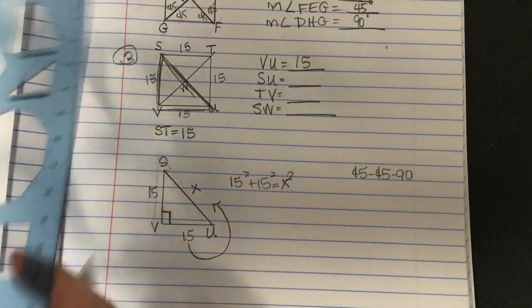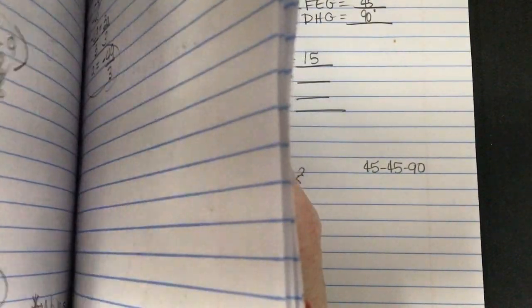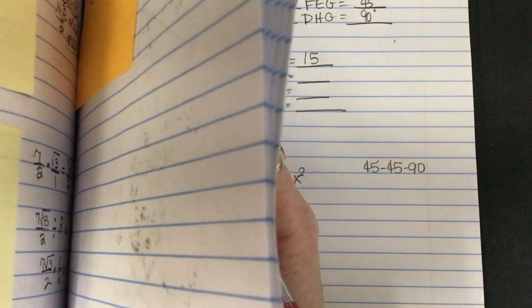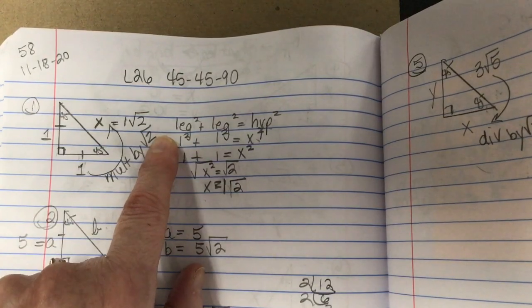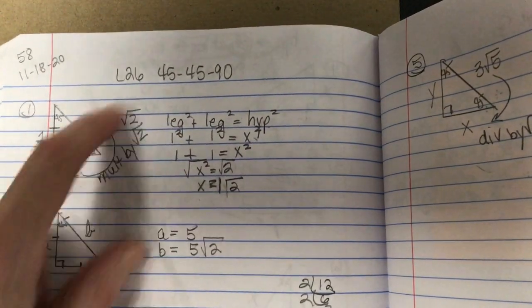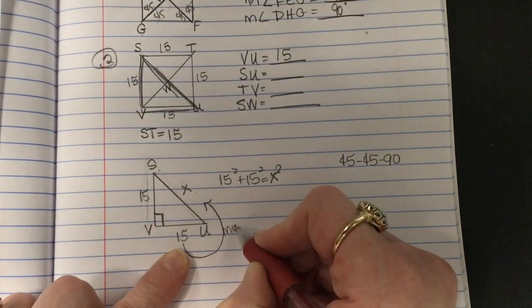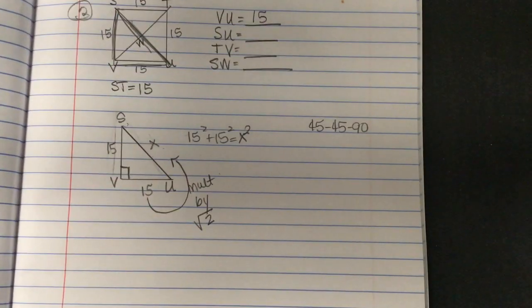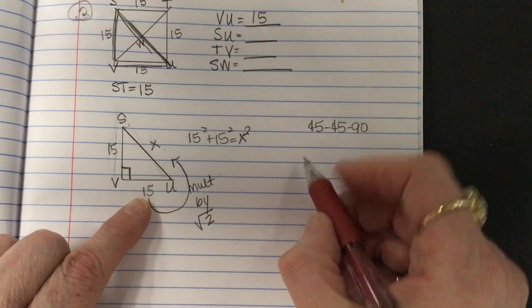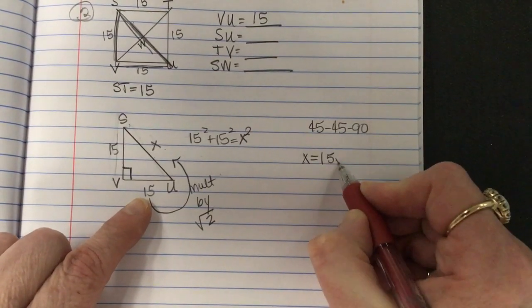Leg to hypotenuse, let me see if I can give you the page number real quick. I think I can get to that because it was right before Christmas. Here it is. 45, 45, 90. If you're going from the leg to the hypotenuse, you multiply by square root of 2. And if you're going from the hypotenuse to the leg, you divide by square root of 2. This is the easiest one. So we're going to multiply by square root of 2. I'm just telling you, you have to do it this way. No, but it's definitely a time saver. So X is equal to 15 square root of 2.